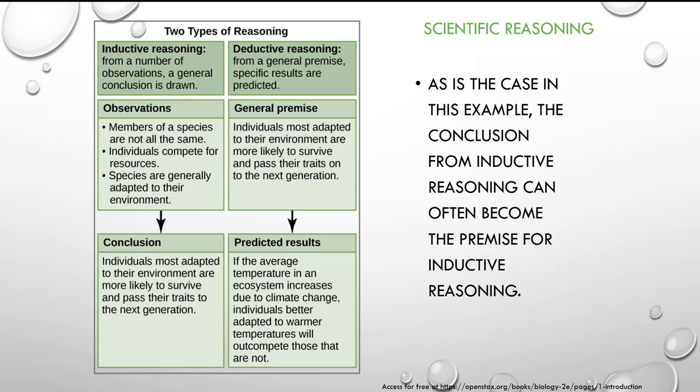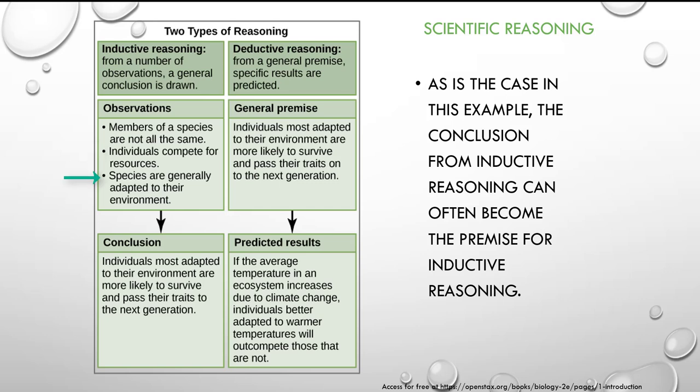Okay, so here's an example. We notice that members of a species are not all the same. And then from that, we also observe that the individuals within that species are competing for resources. And we also see that the species are generally adapted to their environment. So these are all observations that we're noticing. The individuals within the species don't all look alike. They're not all the same. They compete for the resources, and they're generally adapted to their environment.